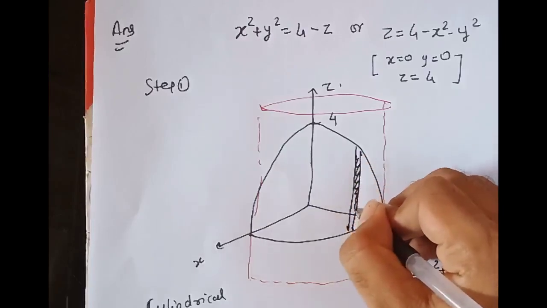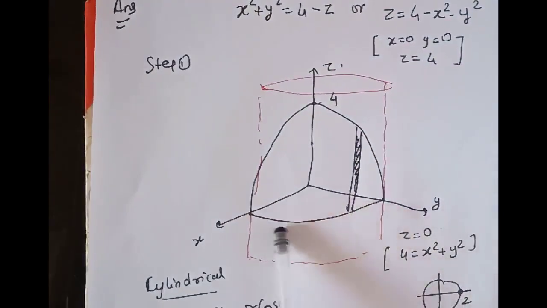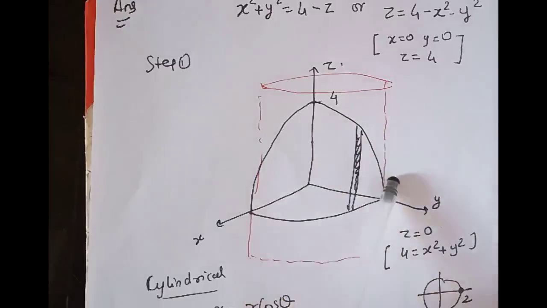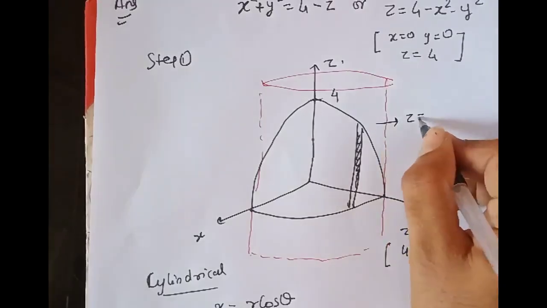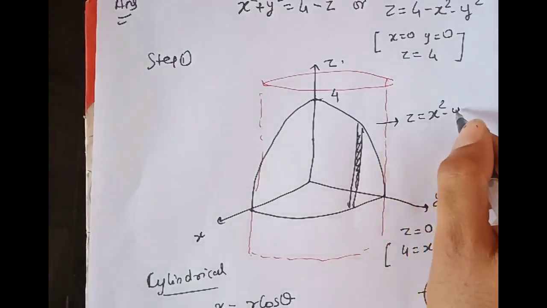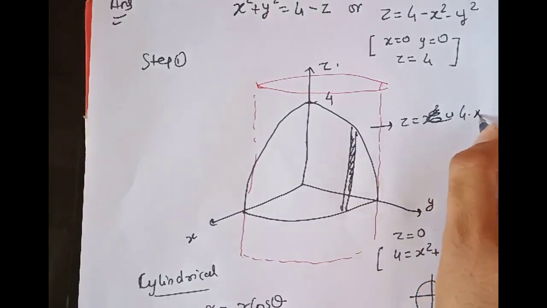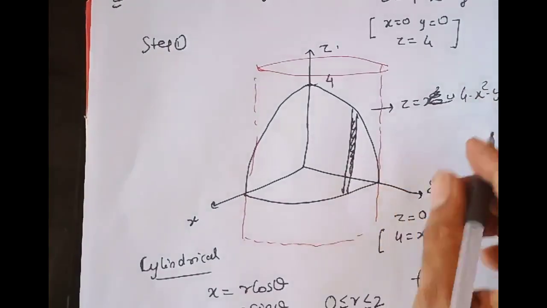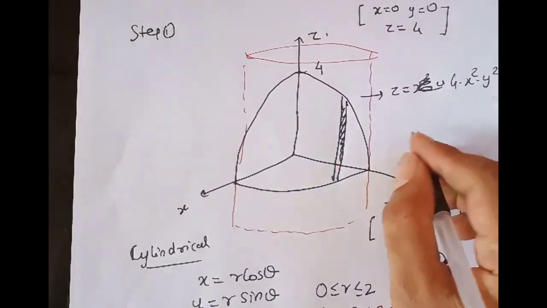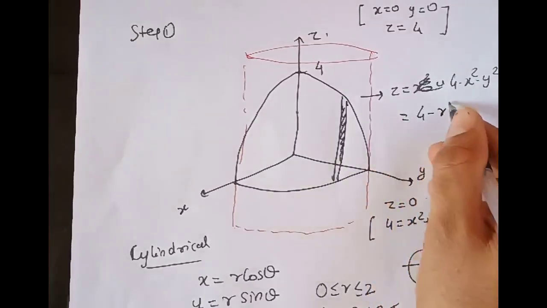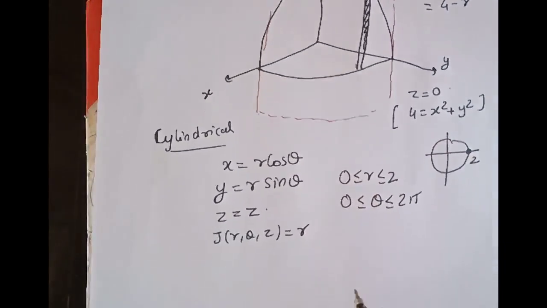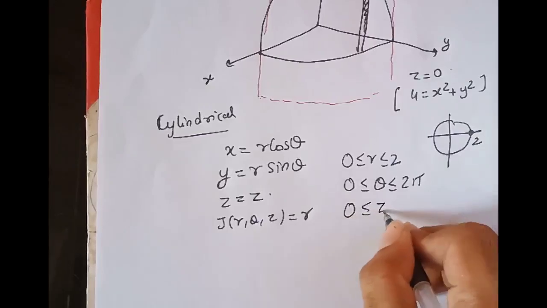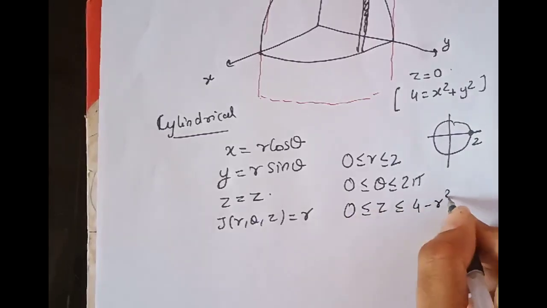and we can see the lower end of the strip is resting on the xy plane and the upper end of the strip is resting on the paraboloid. So here z is equal to 4 minus x square minus y square, and when I put x equal to r cos theta, y equal to r sin theta, this will be just 4 minus r square. Alright, so the limit for z will be 0 less than z less than 4 minus r square.